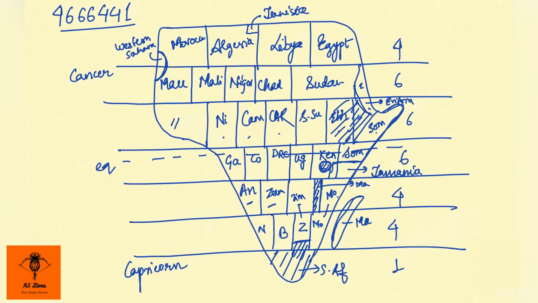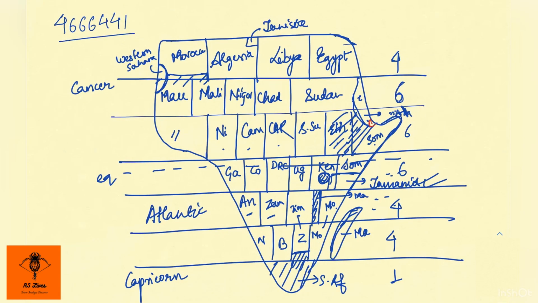Now, one thing that you have to remember is Tropic of Cancer is something like this. Morocco actually does not cross Tropic of Cancer; it does not pass through Morocco. So it passes through Western Sahara, Mauritania, Mali, and then we have Algeria, Libya, and Egypt.